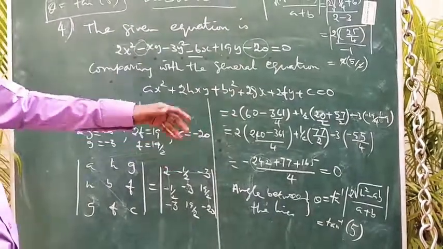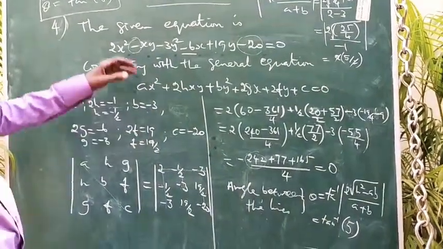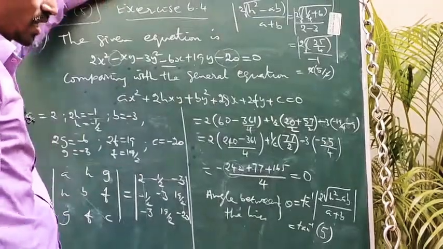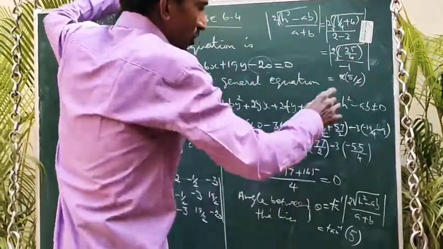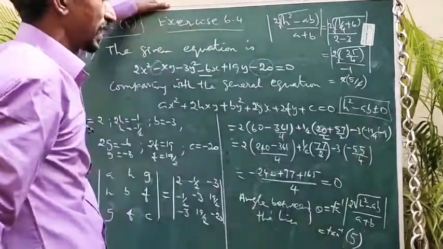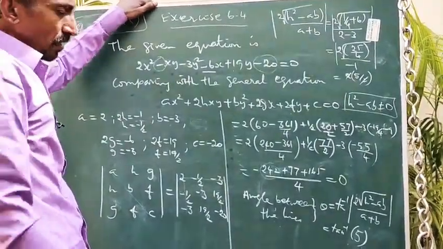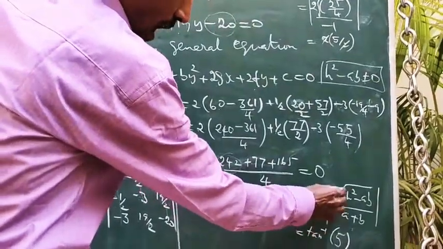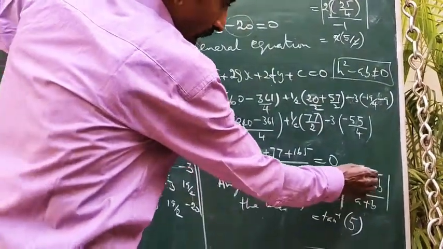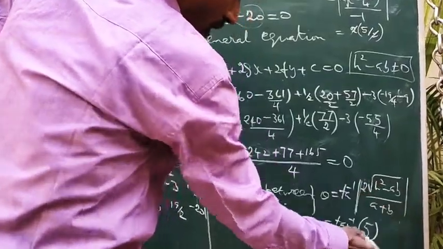We can say it represents a pair of intersecting lines, because h square minus ab not equal to 0. So h square minus ab not equal to 0. So we can say it as pair of intersecting lines. Okay. Then use the formula to get the angle theta equal to tan inverse of modulus of 2 into root of h square minus ab by a plus b.